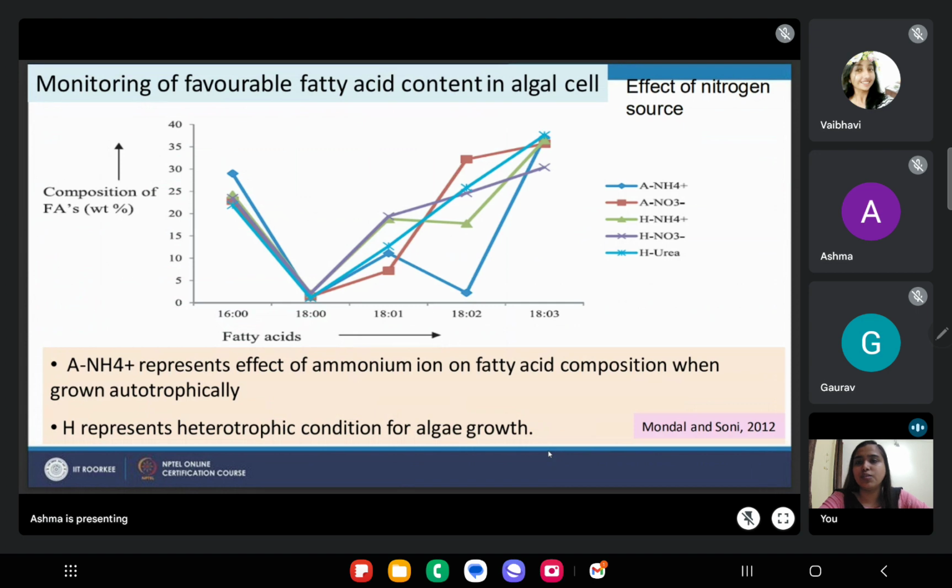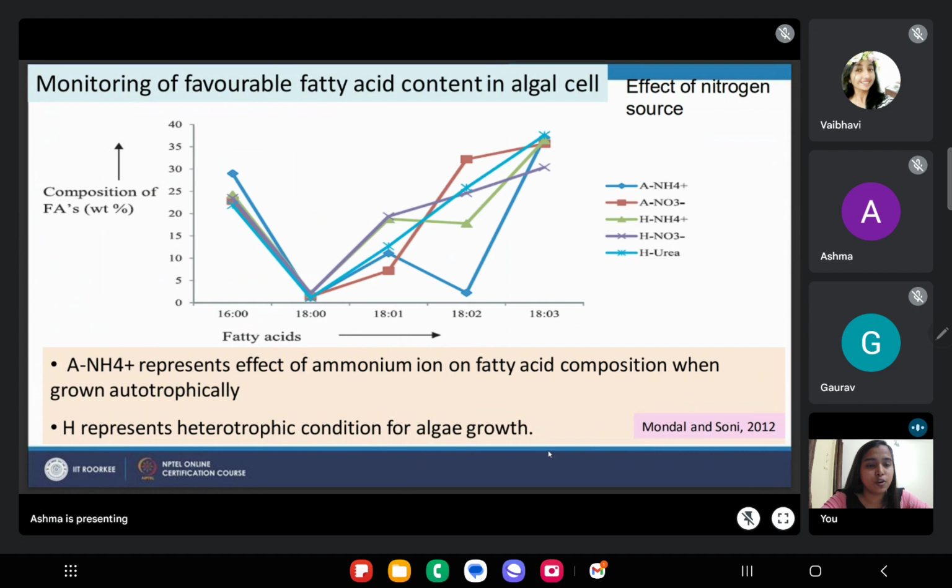Next is monitoring of favorable fatty acid lipid content in algal cell. So here is a graph between composition of fatty acid by weight percentage and fatty acid. So we have two scenarios. A is for autotrophic and H is for heterotrophic.